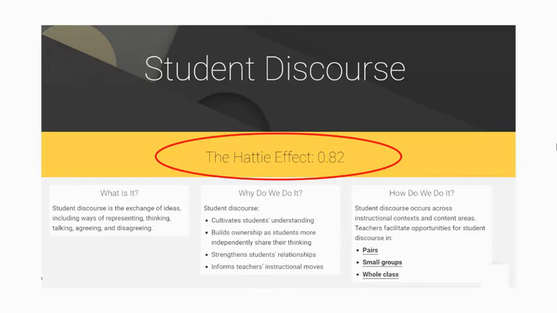It builds ownership as students independently share their thinking. It strengthens students' relationships with their peers. It informs educators of their next instructional moves.